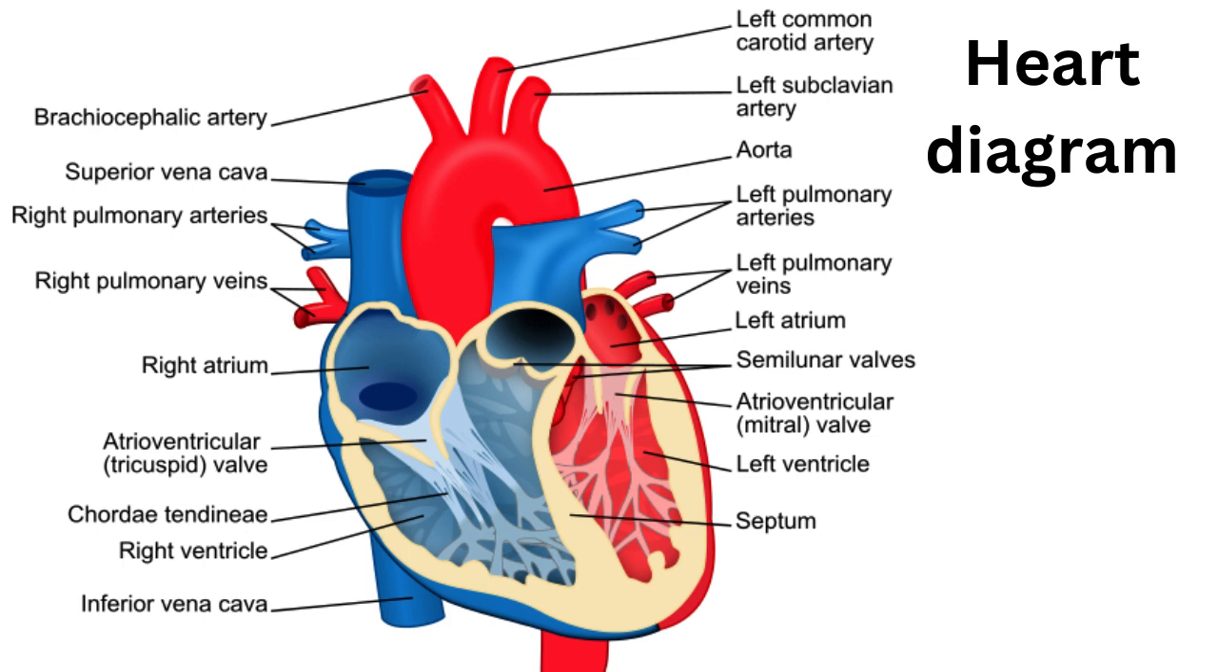The pulmonary valve is located at the base of the pulmonary artery and the aortic valve is located at the base of the aorta. These valves open to allow blood to flow out of the ventricles and into the lungs and body, respectively, and then close to prevent blood from flowing back into the ventricles.